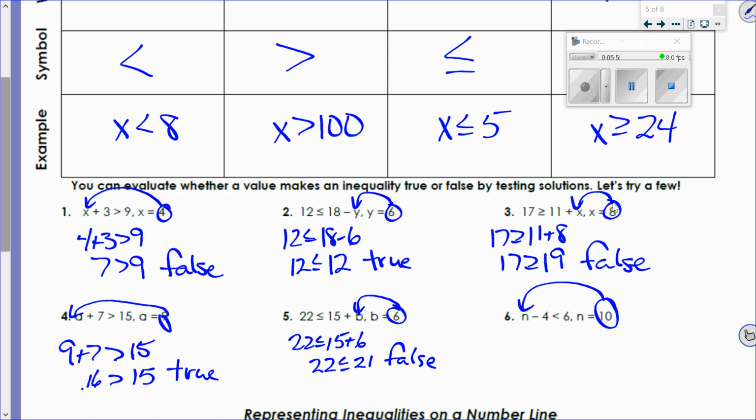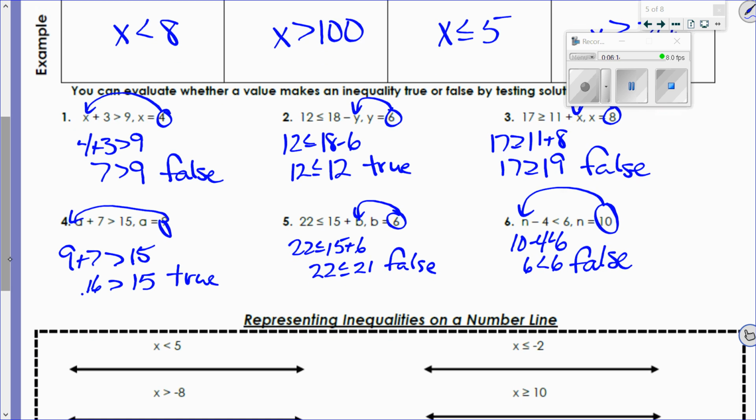Okay, 10. 10 minus 4 is less than 6. Is 6 less than 6? No. It is not. Again, had I had the less than or equal to, that would have been a true statement. That's why we need to pay attention to whether that extra line is in there or not. Any questions on those?